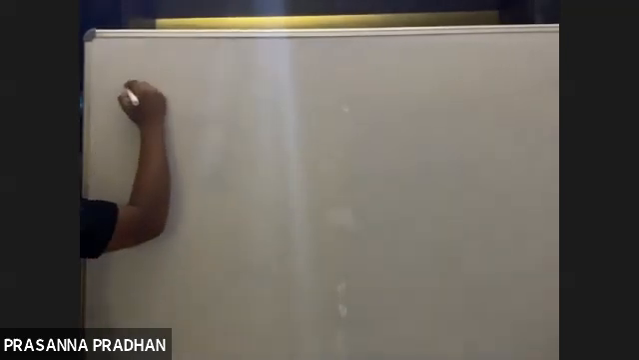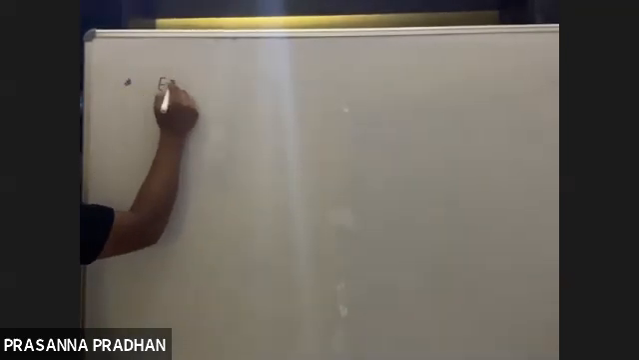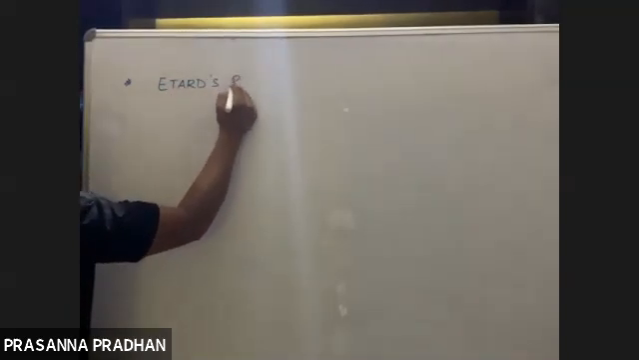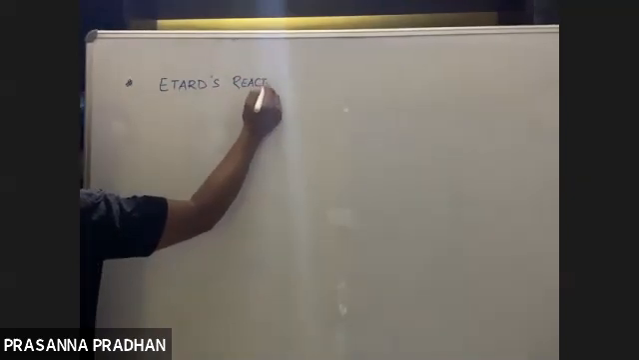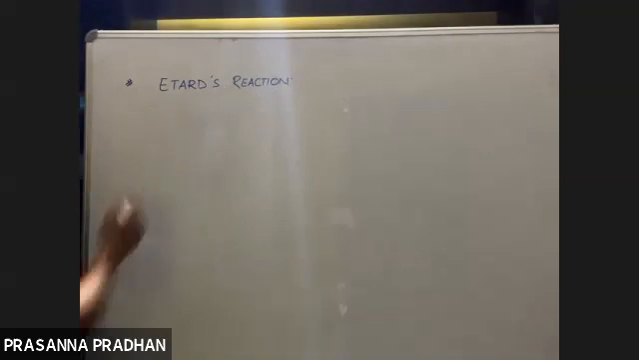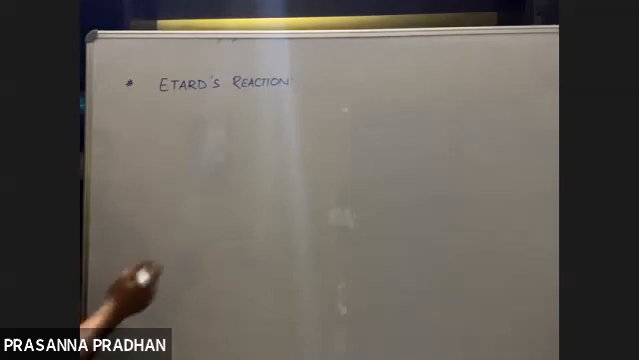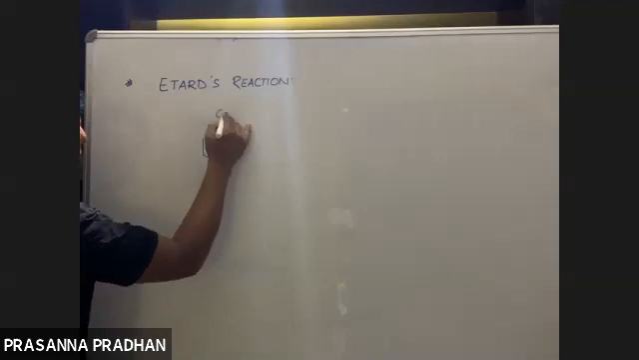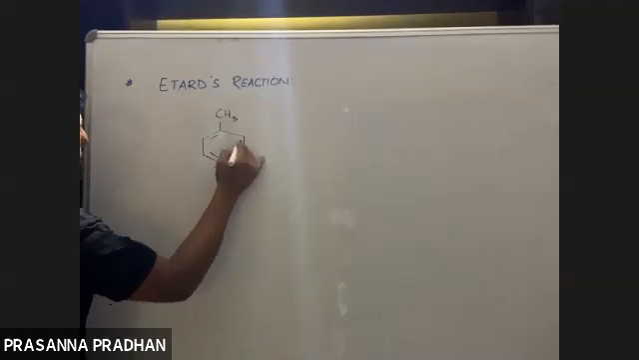So number one reaction of preparation of aromatic aldehydes and ketones is known as Etard's reaction. E-T-A-R-D, that's Etard's reaction. Okay, again, it's a very important reaction. Let us see why. So in Etard's reaction, the starting compound is your toluene. If I start with toluene like this, the starting compound is toluene.